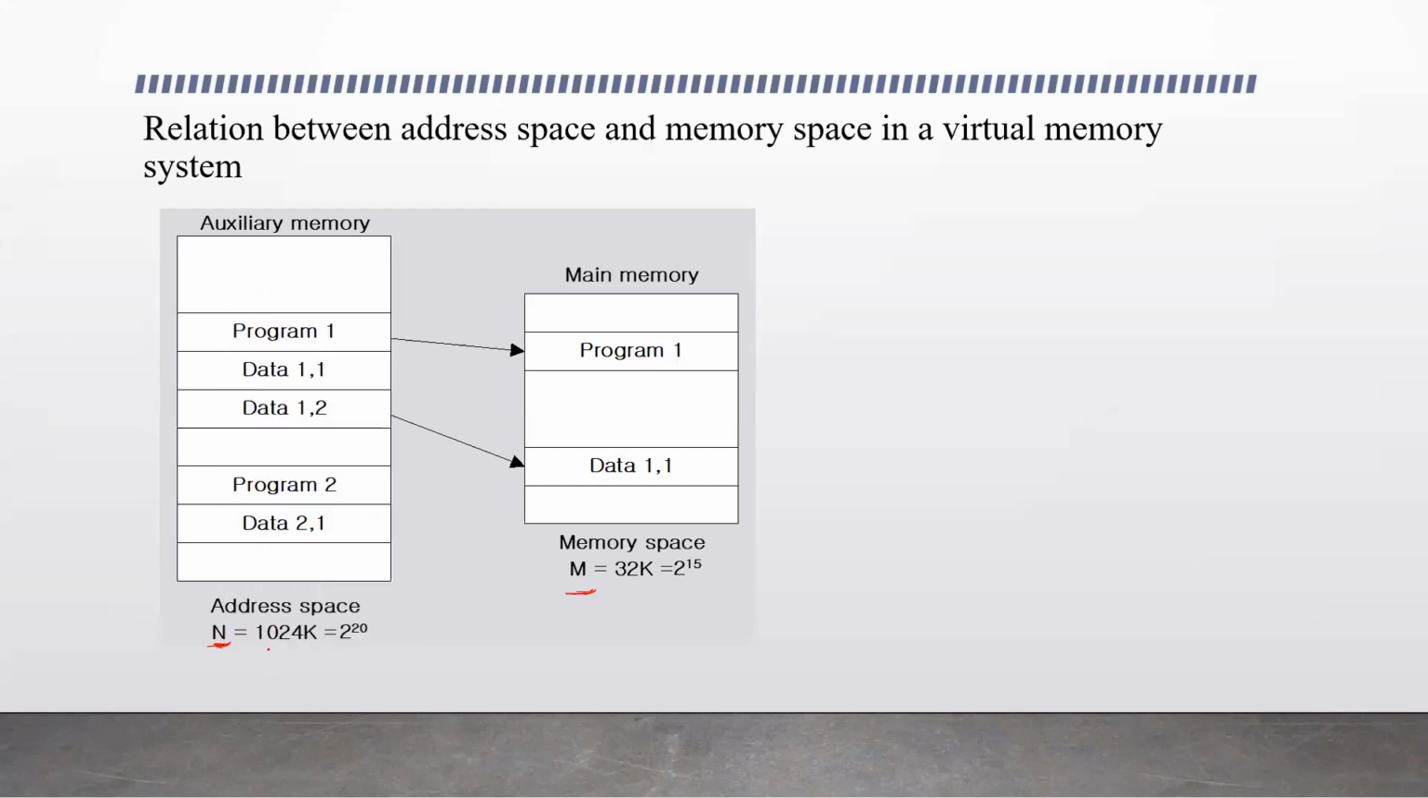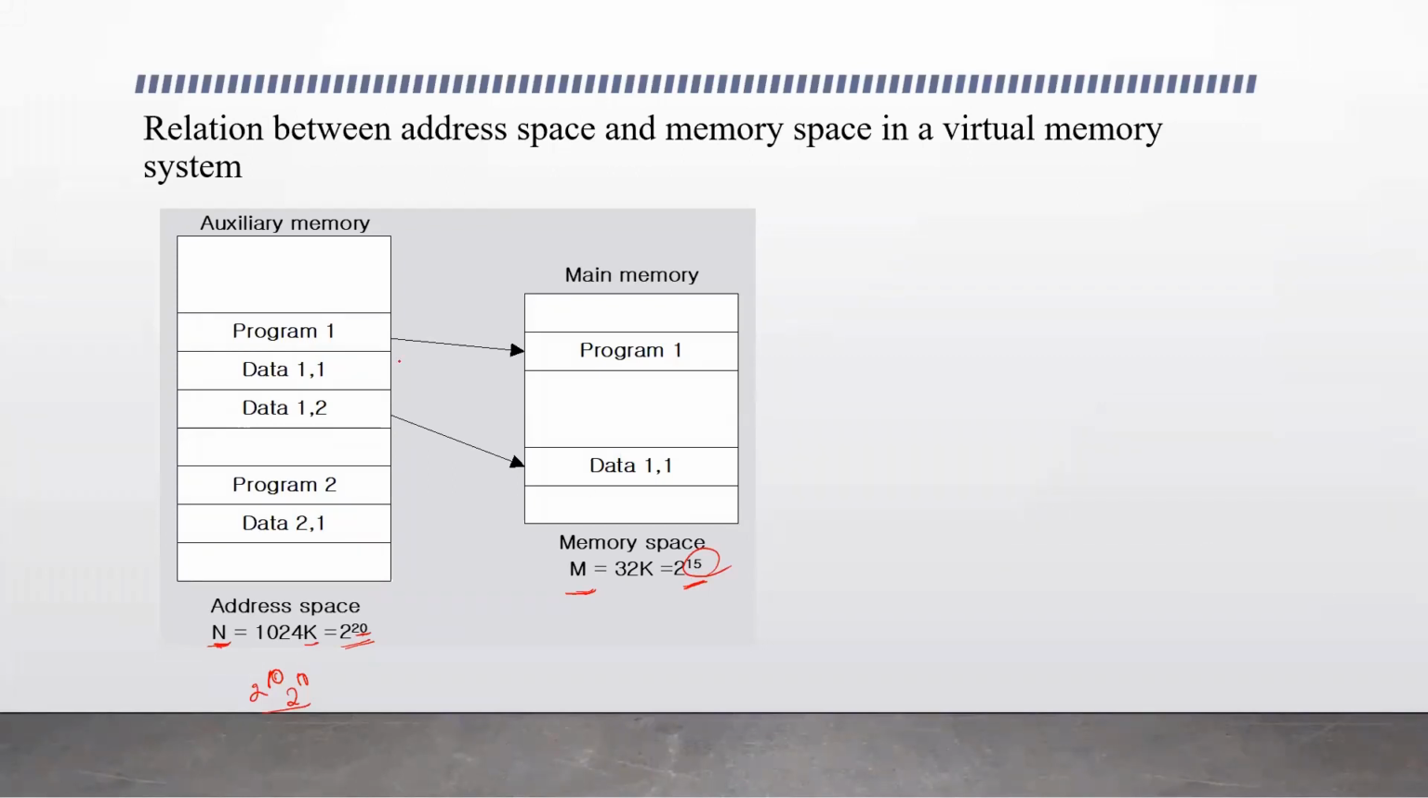And the total size available in the address space is 1024K. 1024 is 2 power 10, and K is 1024 again, so that is 2 power 10. So the total address space is 2 power 20. So the number of bits needed to refer to each word in this memory in the address line is 20. Okay, the number of bits is 20. But the main memory space, the actual physical locations available in main memory, the set of physical addresses, is the memory space. And the size of this is 32K, 2 power 15. So the address bits needed to refer to this memory are 15 bits. Okay, 15 bits are used.